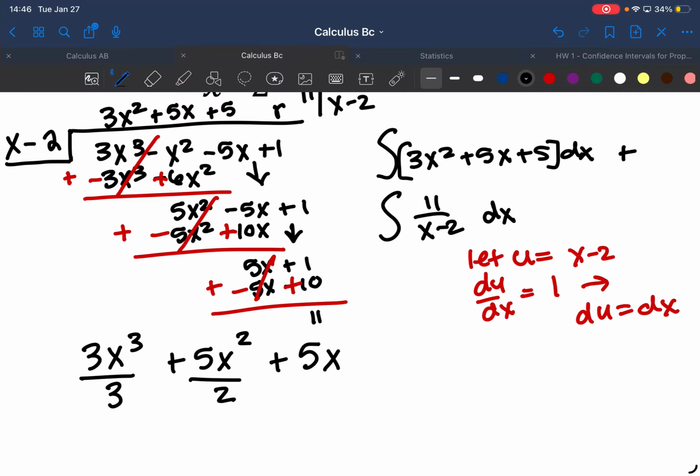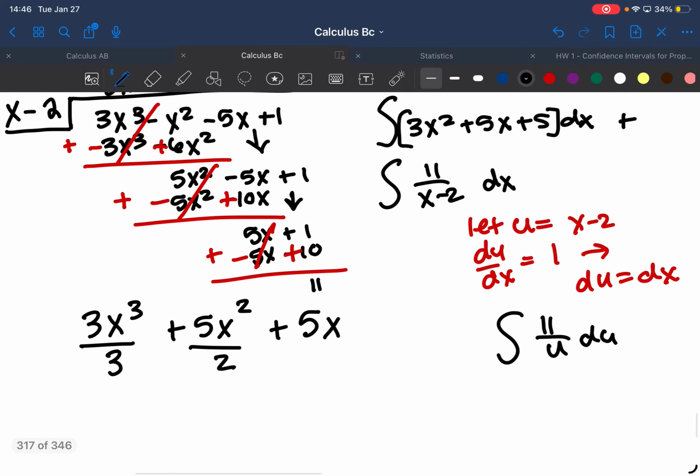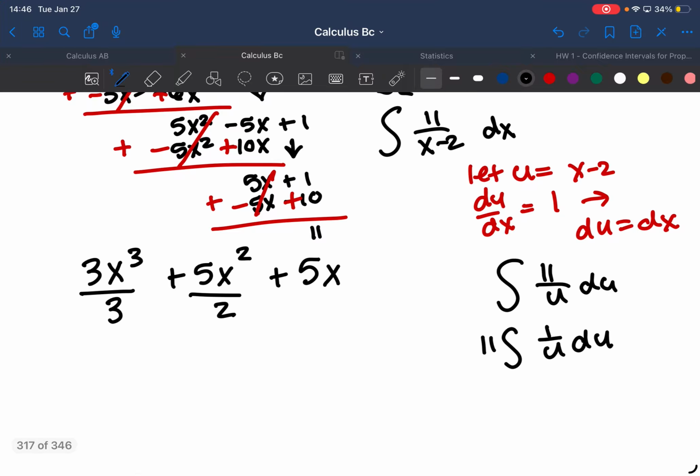So really, I have the integral of 11 over u du. I can simplify this by doing what with the 11? Take it out. So 11 integral of 1 over u du. And based off previous notes, I know that this is going to be what? The natural log. So this is 11 natural log of the absolute value of u. And then we plug u back in, so we have 11 natural log absolute value of x minus 2.